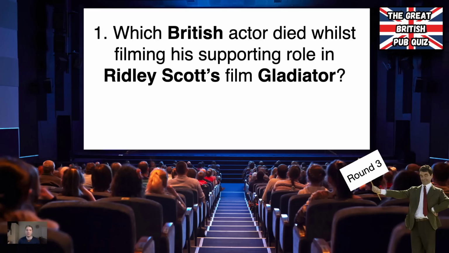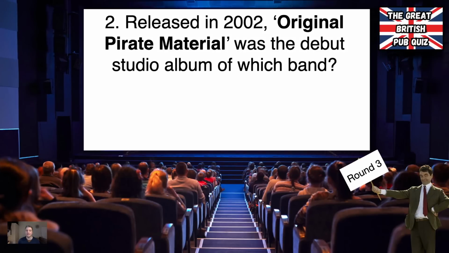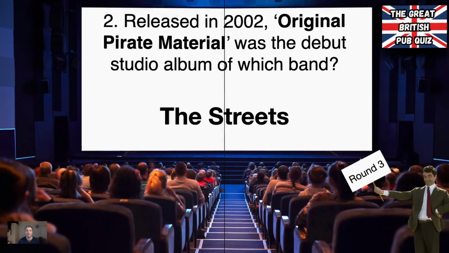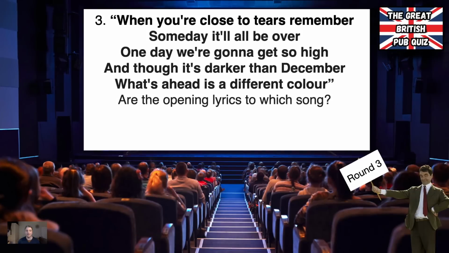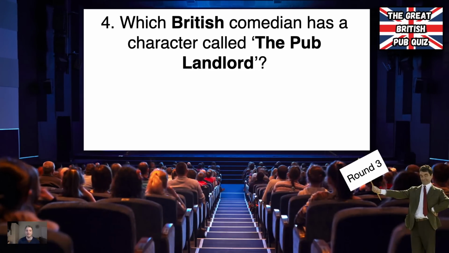The answers for round 3. Number 1, the British actor who died whilst filming Gladiator was Oliver Reed. And number 2, Original Pirate Material was the debut album of The Streets. And number 3, the opening lyrics to the song Hi. Number 4, the comedian who has a character called the Pub Landlord is Al Murray.